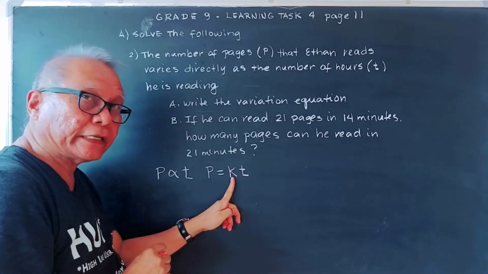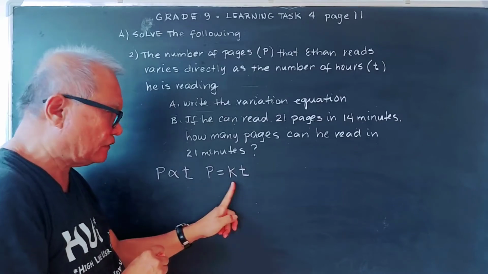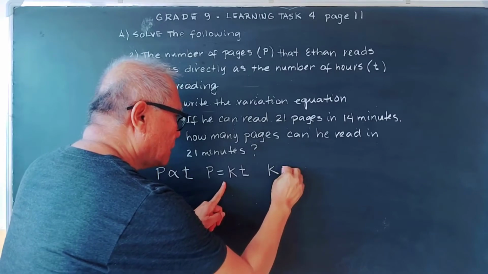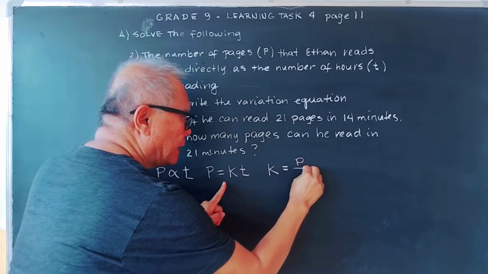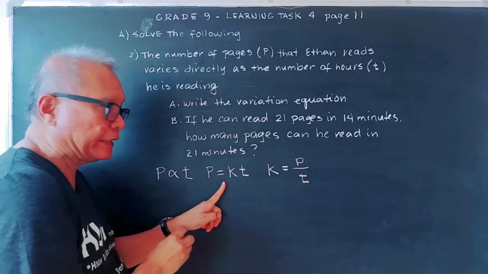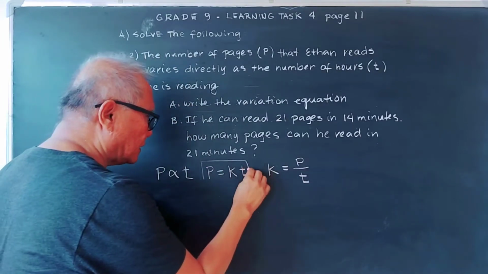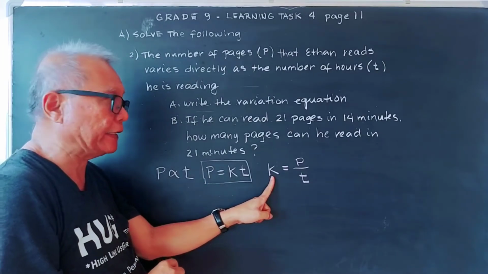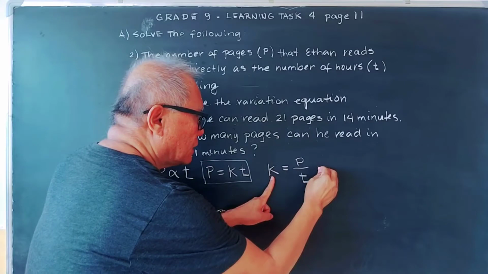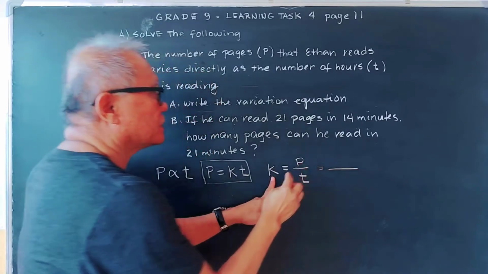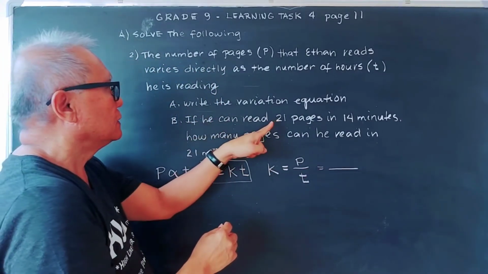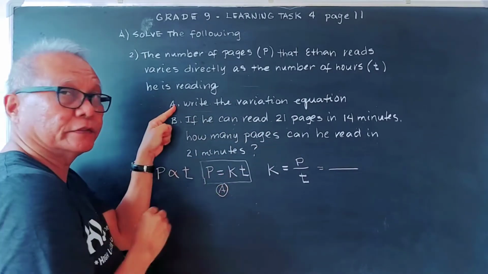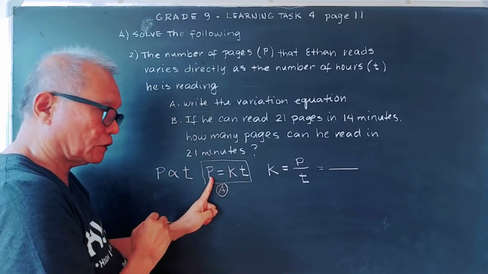Tapos, solve natin ang K. Divided by T, divided also by T. So, ang K natin is equal to P over T. So, ito yung equation natin gagamitin ha. Pero kinuha tayo ng K kasi magsosolve muna tayo ng K. So, sa K natin, ano yung ating page? Ito muna. Ito yung equation. Ito yung letter A pala. Ito yung A ninyo. Yun. Write the variation equation. Ito. B.